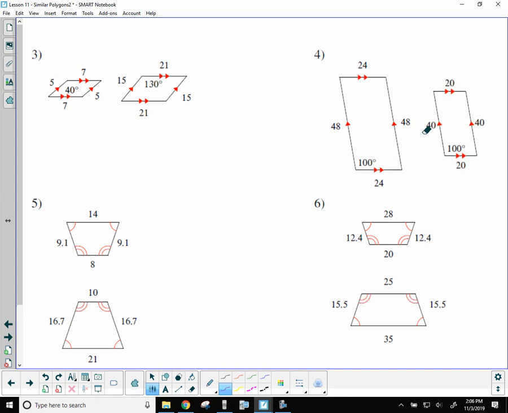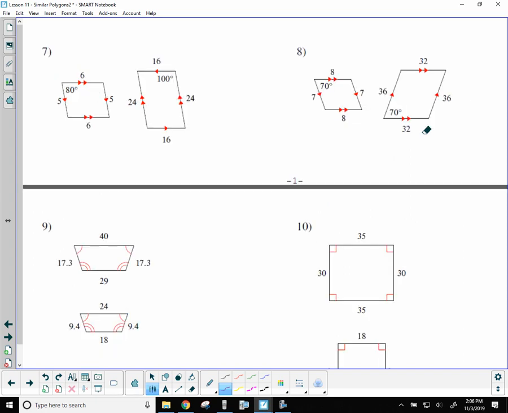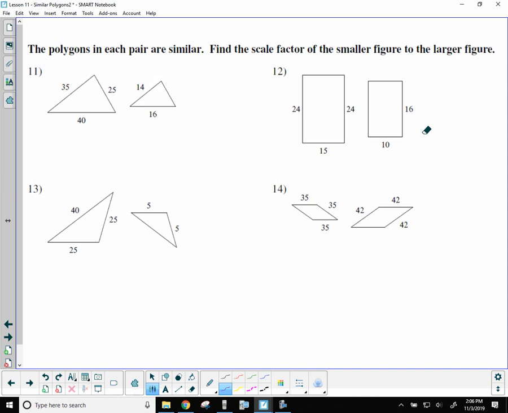If they're telling you they're similar, find the scale factor of the similar figure to the larger one. This is important. Smaller to larger, which means your scale factor, I tried to write an S there, but the slate's not keeping up with me. Scale factor needs to be greater than 1 if it's getting larger. We talked about that before. I think there's nothing else to it. Just go ahead and practice.